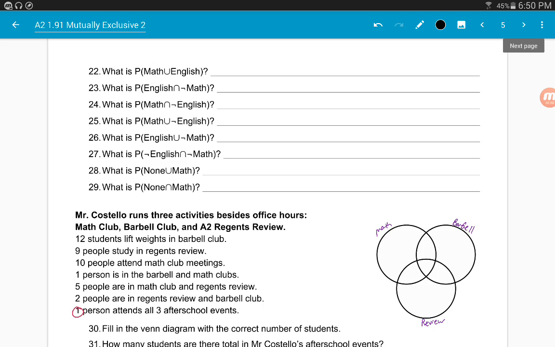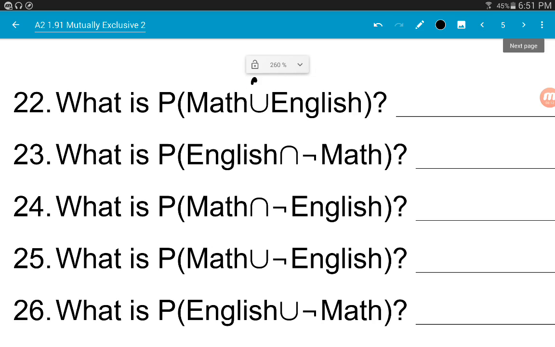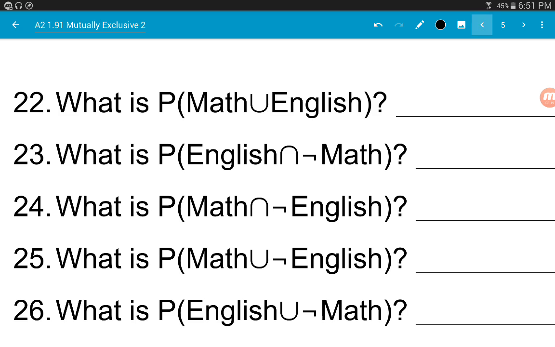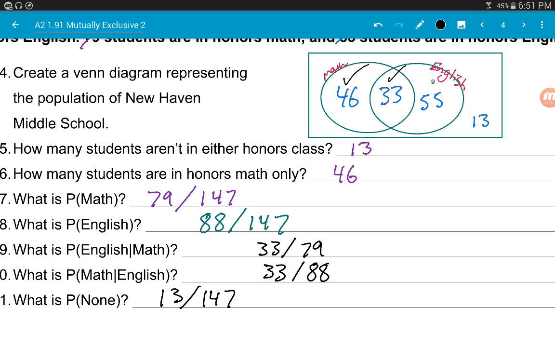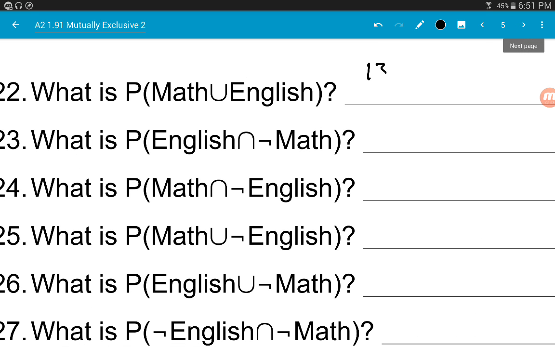Math or English, right? So this 22, this reads as math or English. Math or English means that we're including people who are in honors math, people who do both, and people that are in honors English. So when I add all of those up, I'm going to get 134 out of 147.